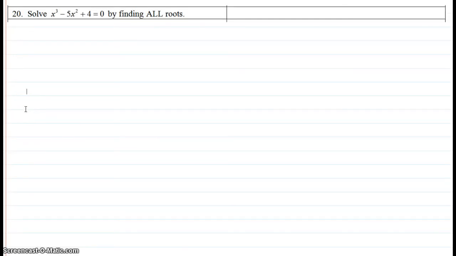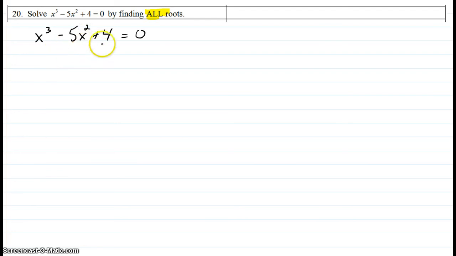Alright, let's take a look at number 20. We're going to solve by finding all of the roots. One of the key words here is you see the word all. So we're not just looking for the real roots, any root we want. So we could have imaginary. Let's see what happens. Alright, so I have x cubed minus 5x squared plus 4 equals 0.